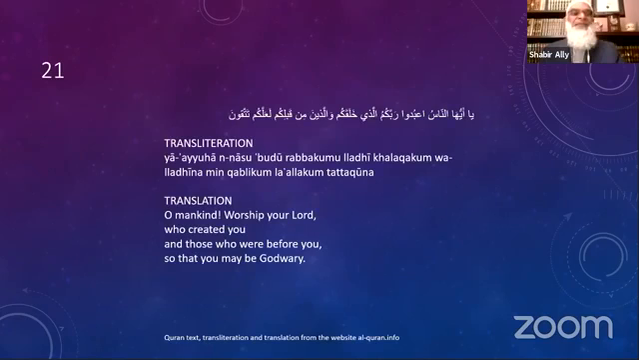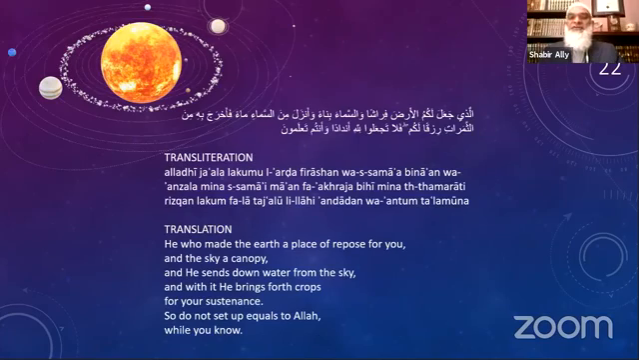So I'm going to move on then. Verse 22. So here's the verse that we'll read first in the Arabic.